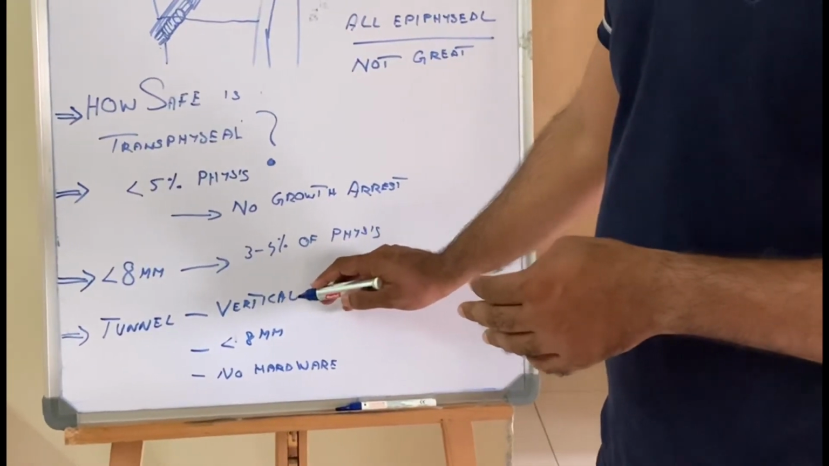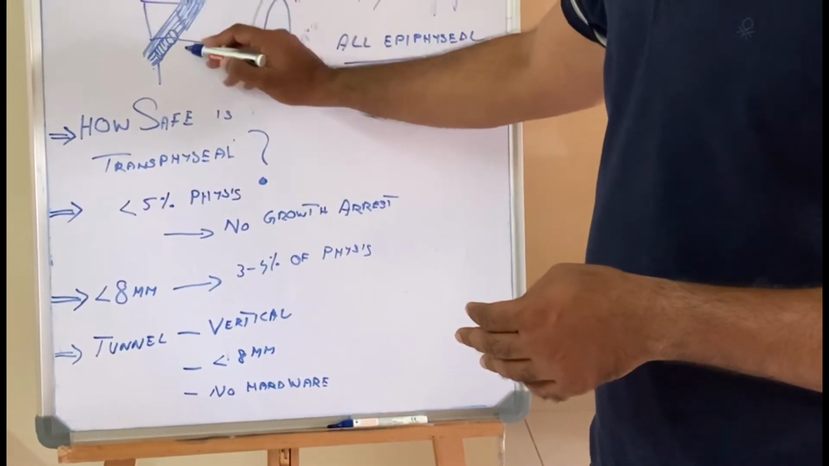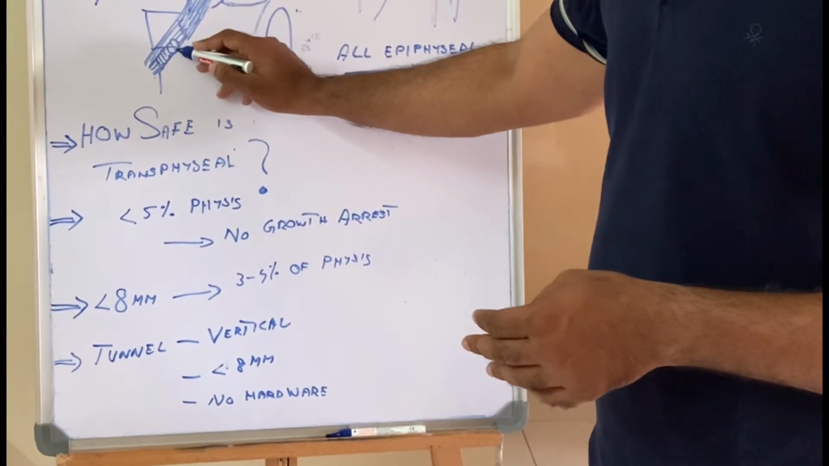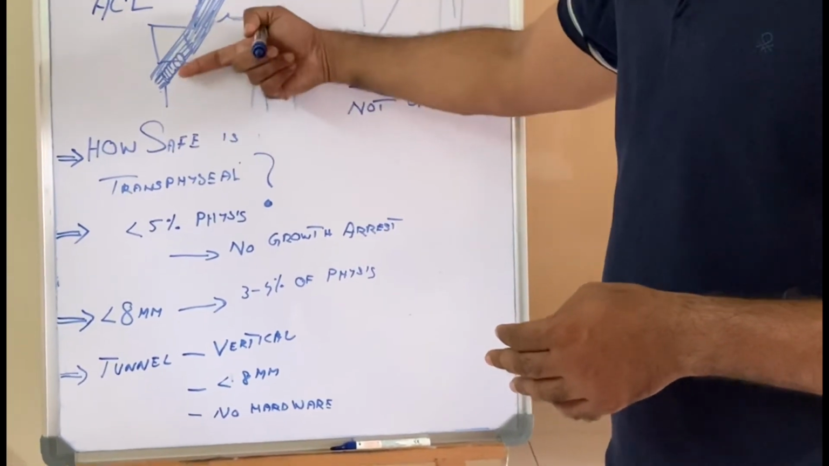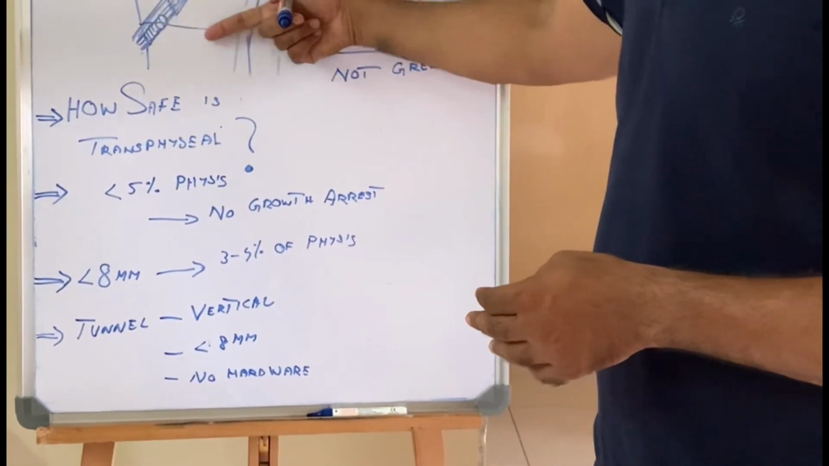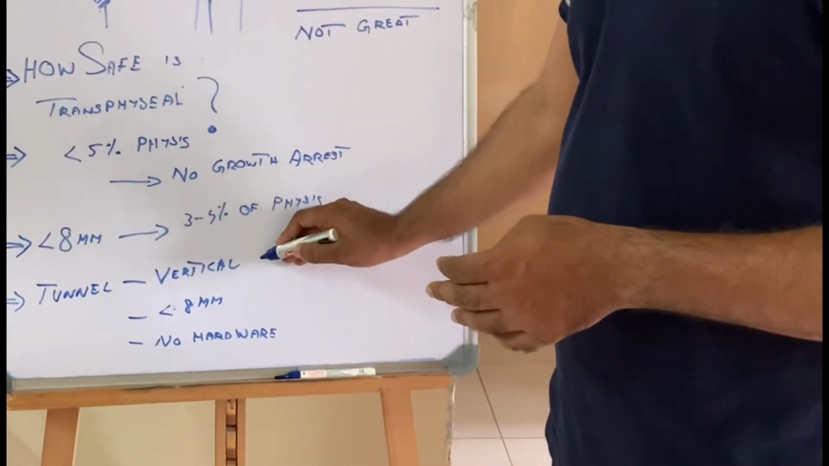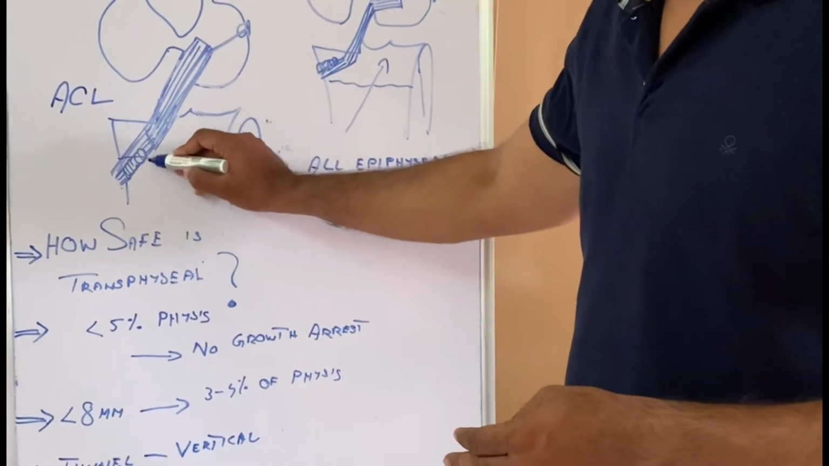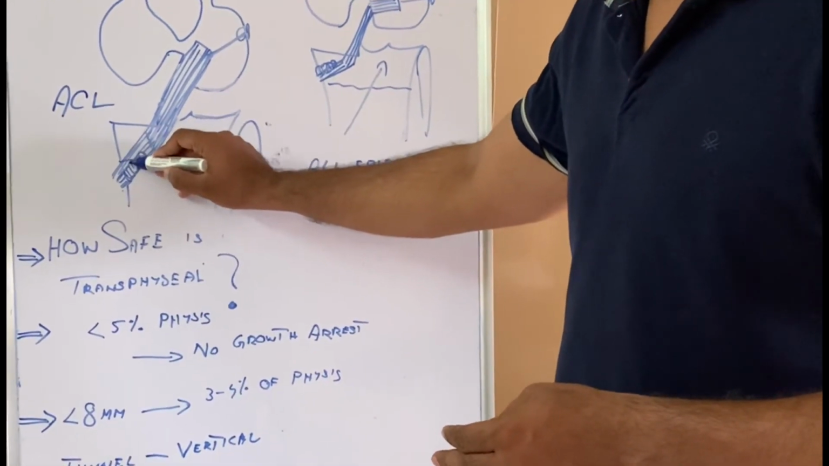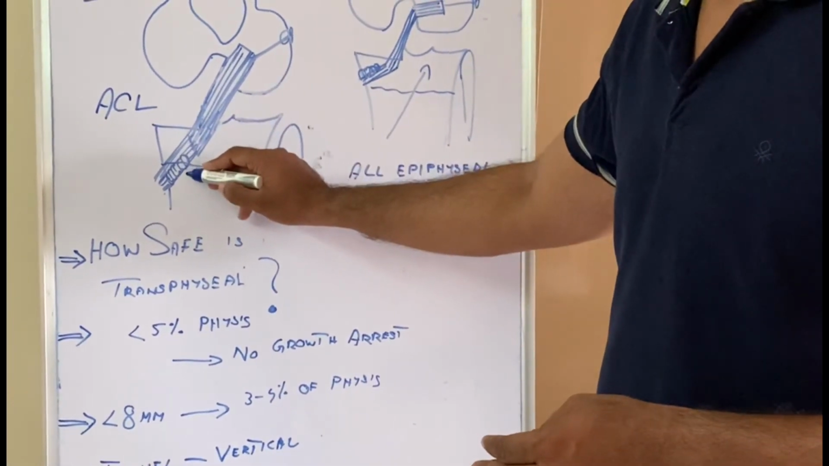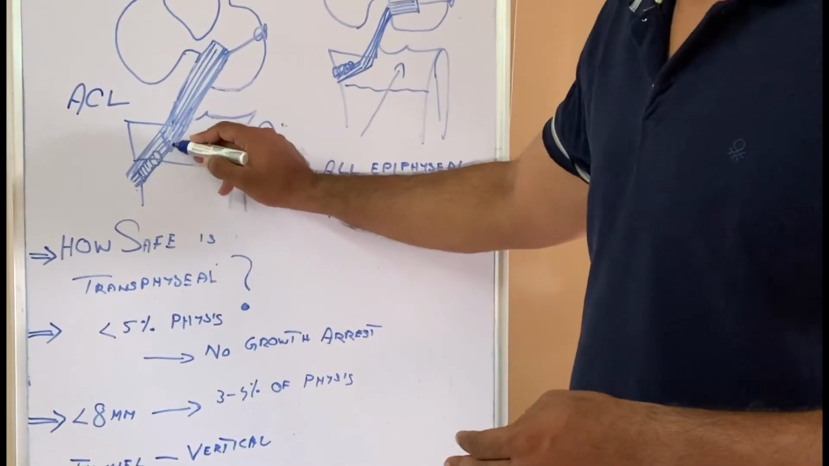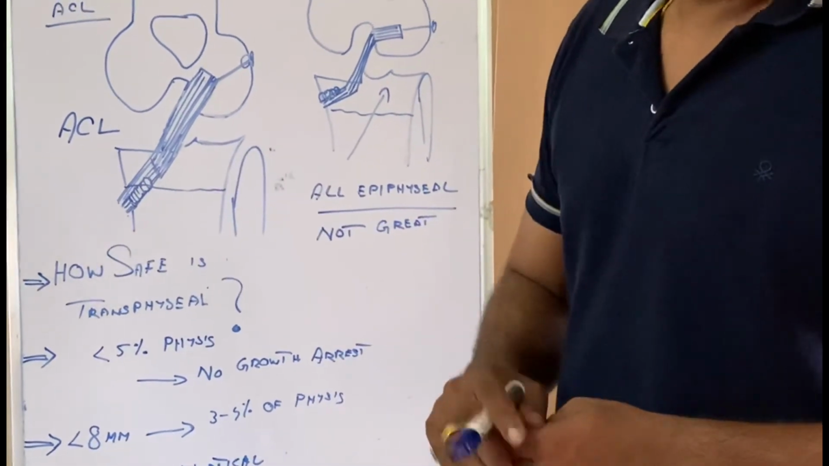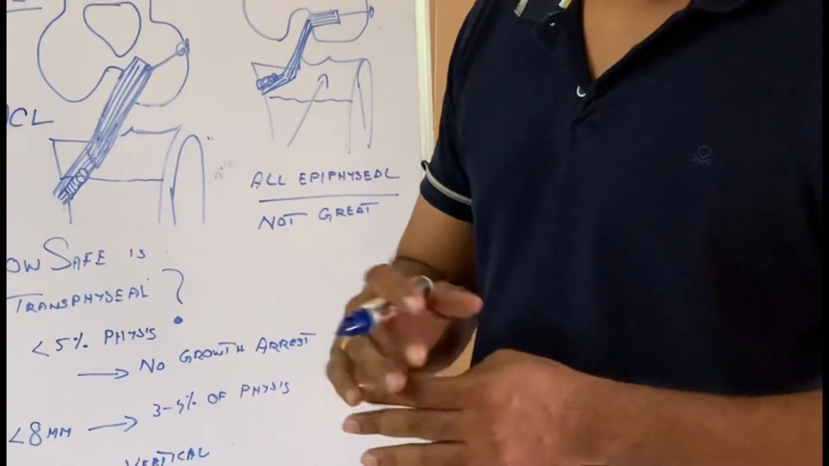Second, the tunnel should be vertical. The more vertical, the less of the growth plate is affected. If it is more horizontal like this, you can see that more area would be affected. So make the tunnel vertical. Size should be less than 8 mm, and we should never put any hardware, no screws or metals or any kind of hardware, coming into the growth plate area. So these are the principles of ACL fixation in children.